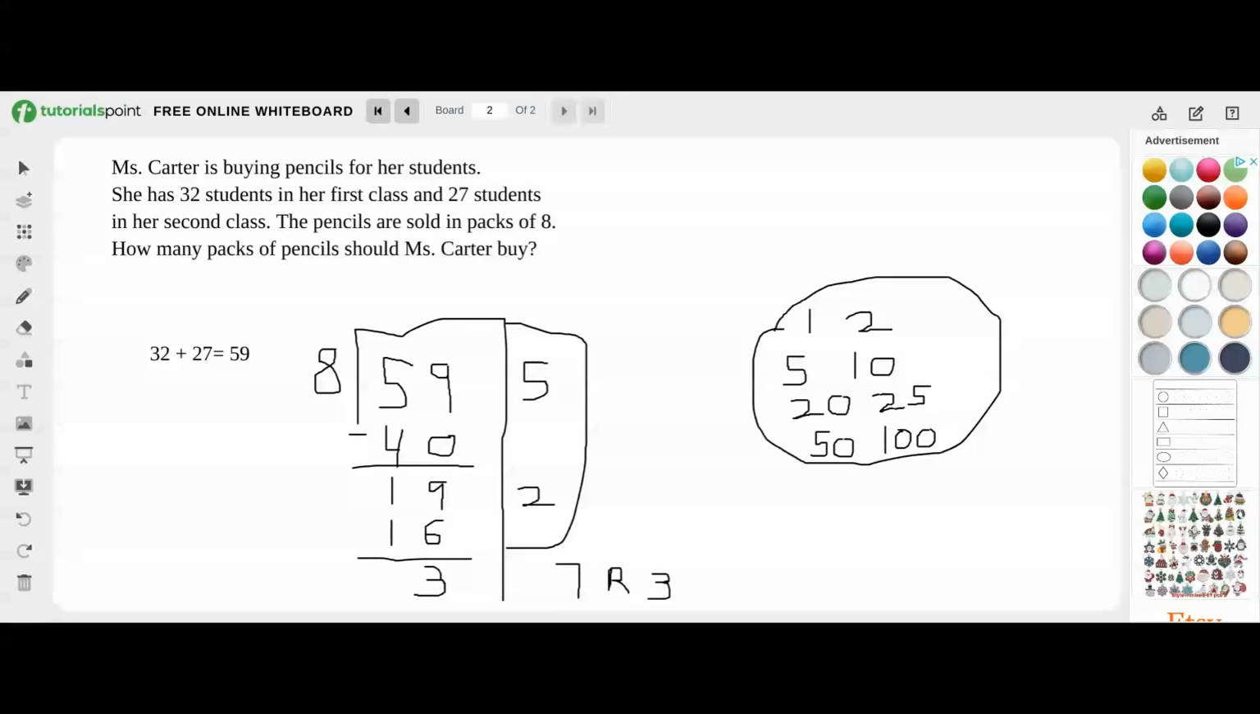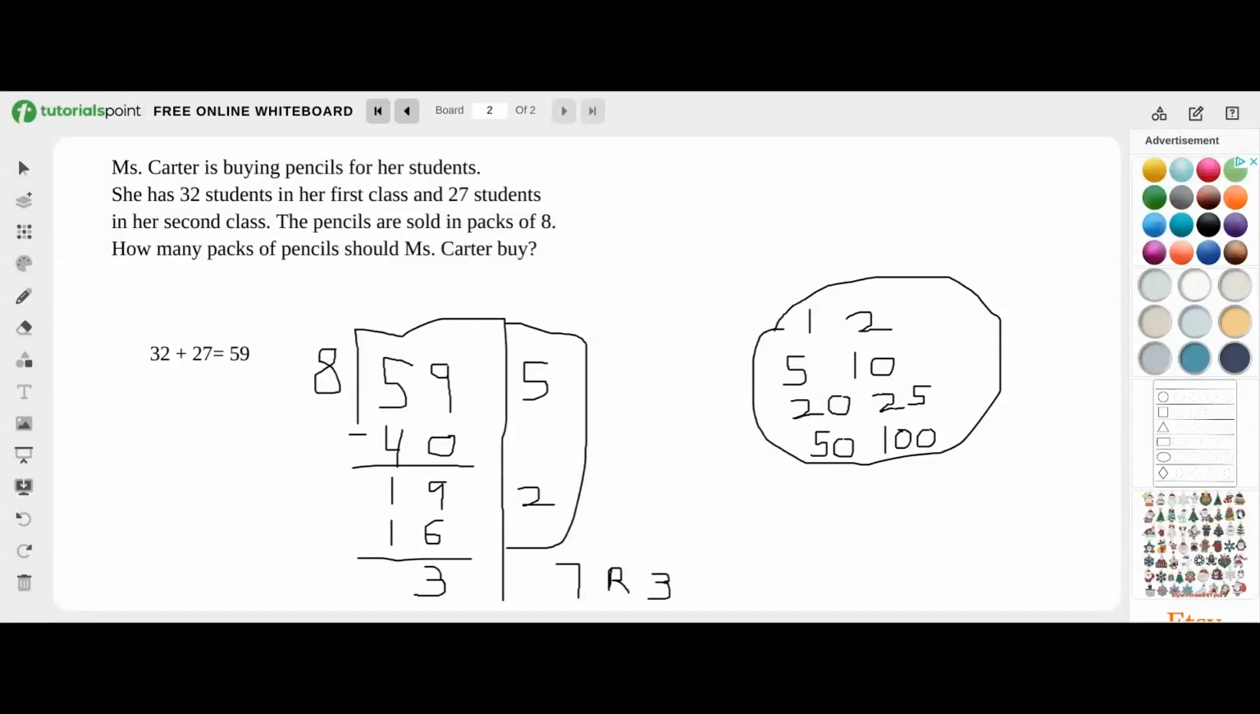So I went ahead and put the word problem already up here. It's Miss Carter is buying pencils for her students. She has 32 students in her class and 27 students in her second class. The pencils are sold in packs of 8. How many packs of pencils should Miss Carter buy? So, this is a classic multi step word problem. It's a classic question that students tend to get wrong for multiple reasons.